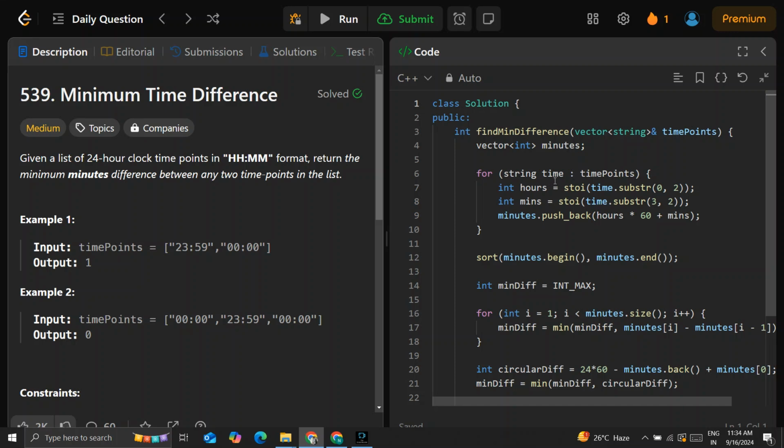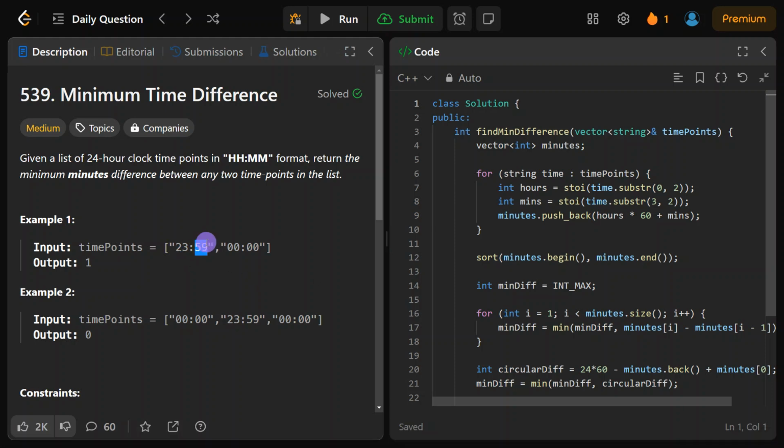From each time, I'm extracting the hour and minutes. The hour is two values from the 0th index, so the 0th index and 1st index, and from the 3rd index, two values, that is the 3rd and 4th value. So I am basically taking the substrings of 23 and 59. I'm sending these two values into the s2i function, and in the hours variable I'm storing the hours value, and in minutes I am storing the minutes value.